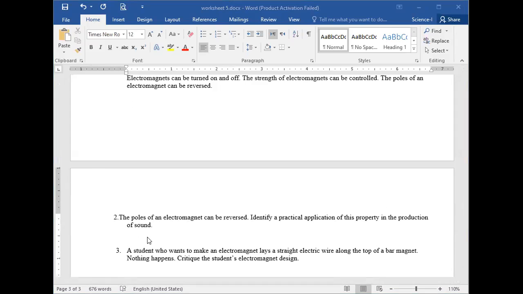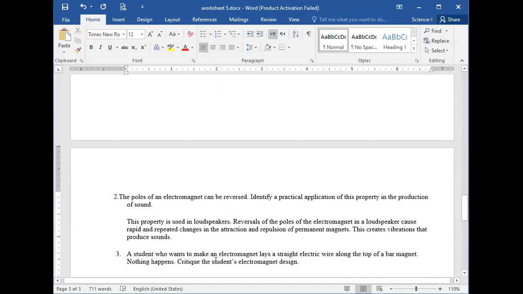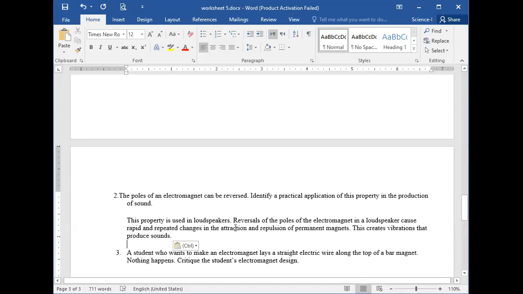We said, guys, that as the direction of the current changes in your cassette or whatever the speaker, the poles of the electromagnet keep switching or reversing, which makes it repel with the permanent magnet found in the speaker, creating vibration that produces sound. So here we said that this property is used in loudspeakers. The reversal of the poles of the electromagnet in the loudspeaker causes rapid and repeated changes in the attraction and repulsion of the permanent magnet that create vibration that produces sound.